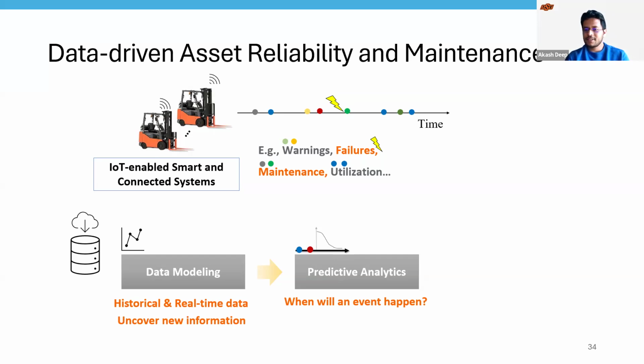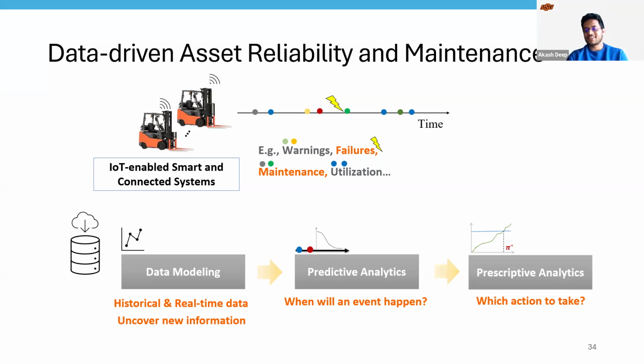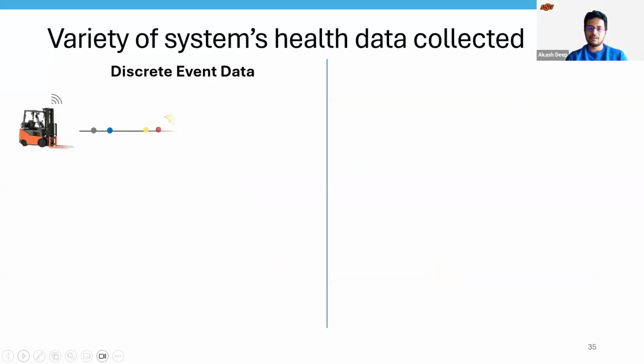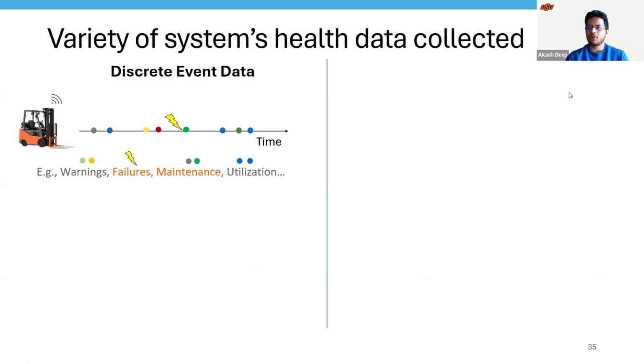So can you click next, please? Yes, which action to take? Okay. Once again, these are some maintenance related actions, but you don't want the machine to fail, and you want to do something in a prescriptive sense. So going next, what I want to talk about is different types of health related data that is often collected in these machines and how we can use them.